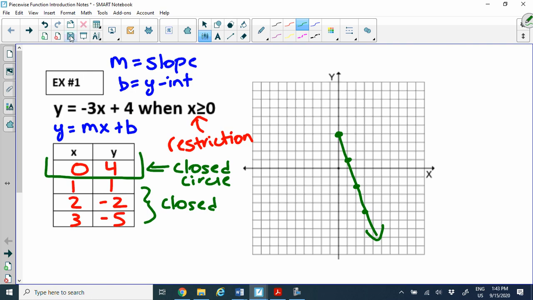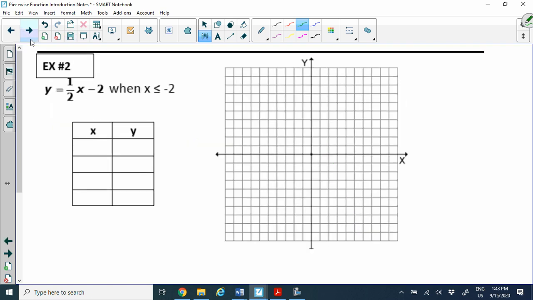Okay, let's go ahead and look at example 2. I would like you guys to go ahead and pause the video to do example 2. Okay, let's see what you got here. So we have y equals 1/2 x minus 2 when x is less than or equal to negative 2. So here is our linear equation.